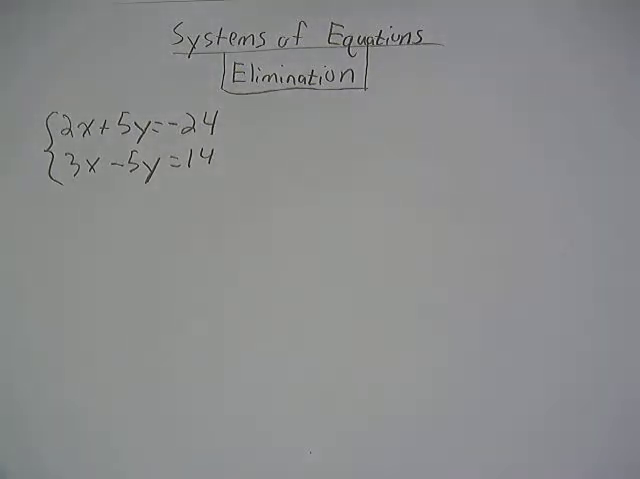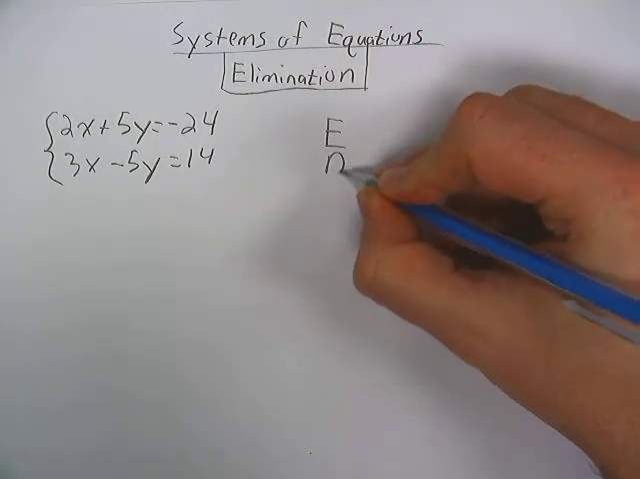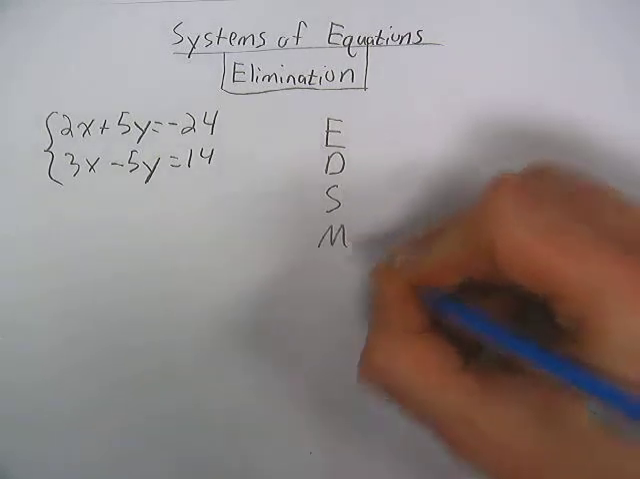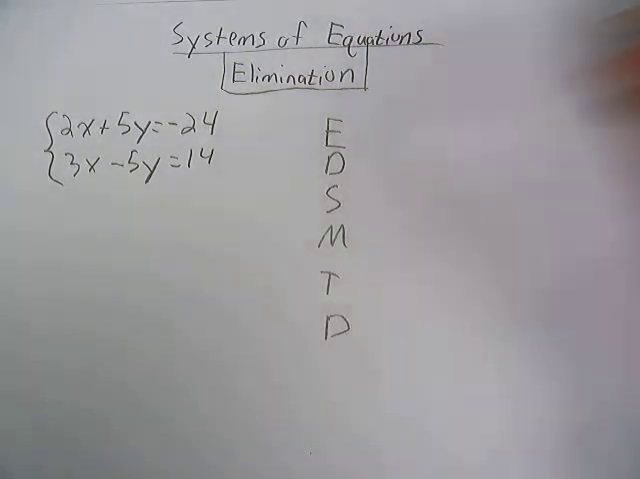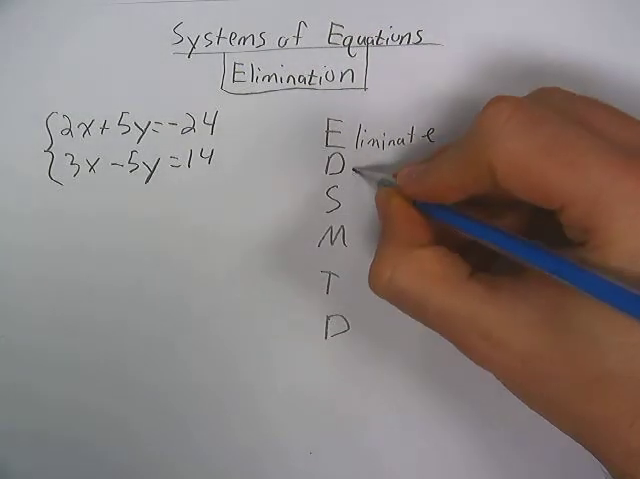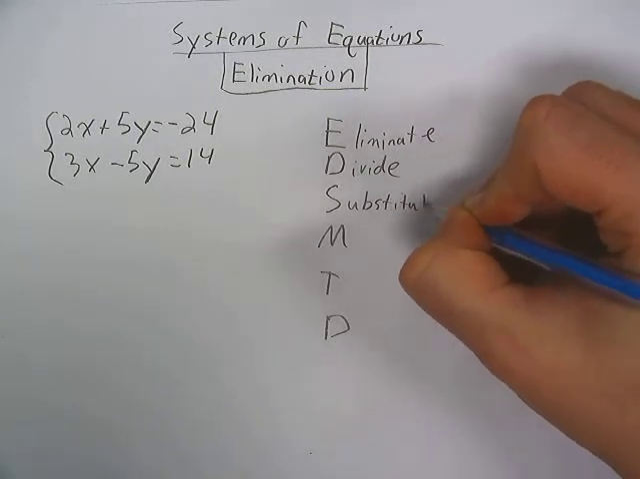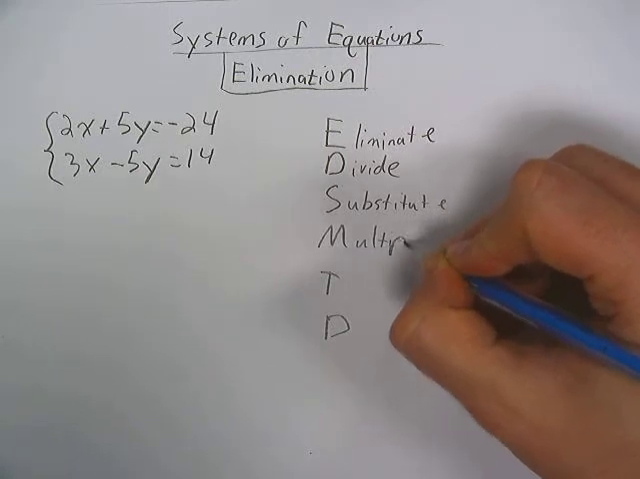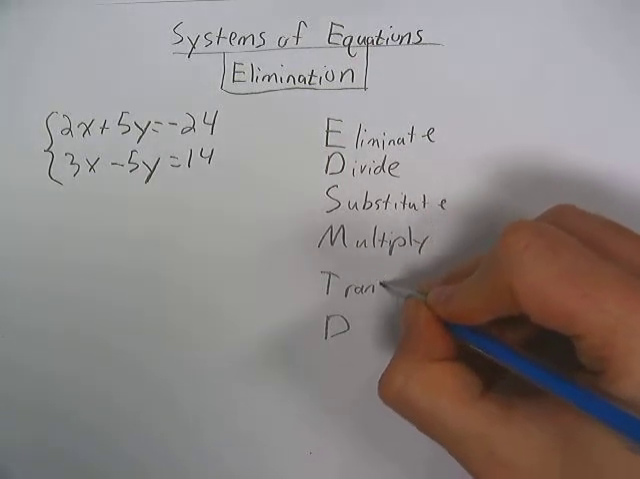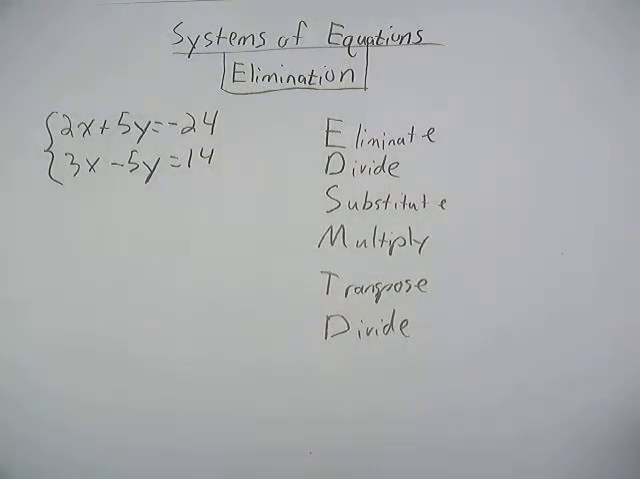Now, before we go on to the actual steps for doing it, my students told me that complicated systems work out a lot better when they have an acronym to go with. So here's the acronym that we came up with. The letters are E, D, S, M, T, D. What that stands for is eliminate, divide, substitute, multiply, transpose, and then divide again.